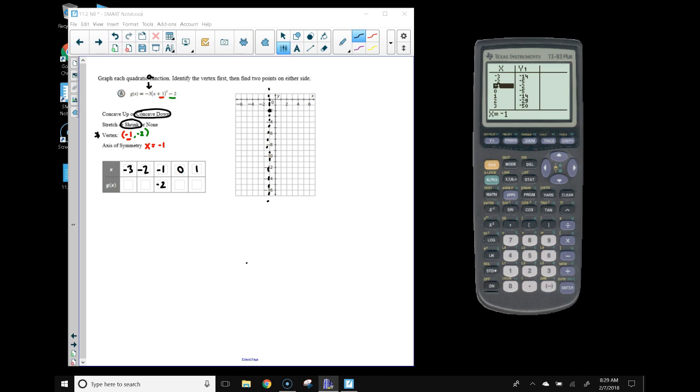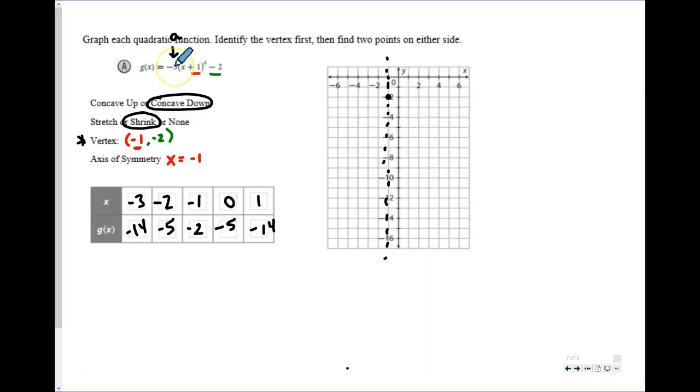So 0 goes with -5 in my calculator. 1 goes with -14. Oh, I keep hitting that. -14. -2 goes with -5, and -3 must go with -14. So do you see how I've created that mirror by finding the vertex? If I didn't have that, I might have some trouble finding the vertex right away. So the vertex should be something you can find really easily without your calculator.